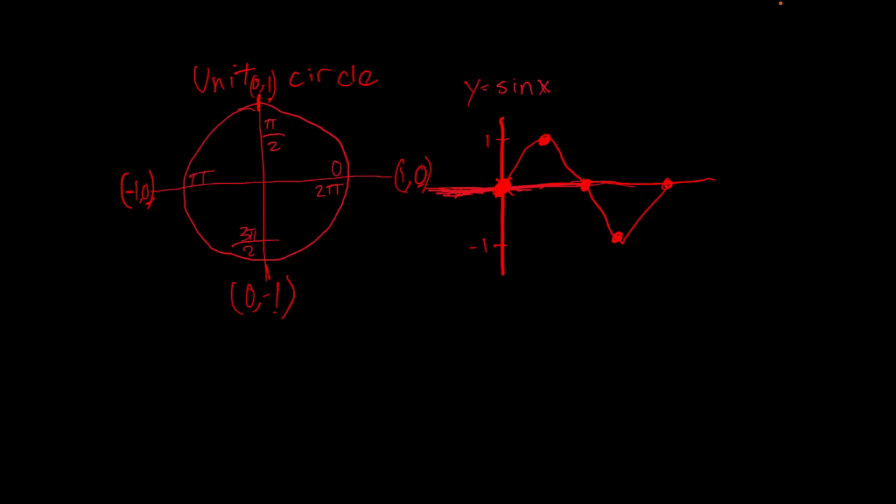And if I mark each of these spots, the first one will be 0. The second one will be pi over 2. The third one will be pi. The fourth one will be 3 pi over 2. And the fifth one will be 2 pi.